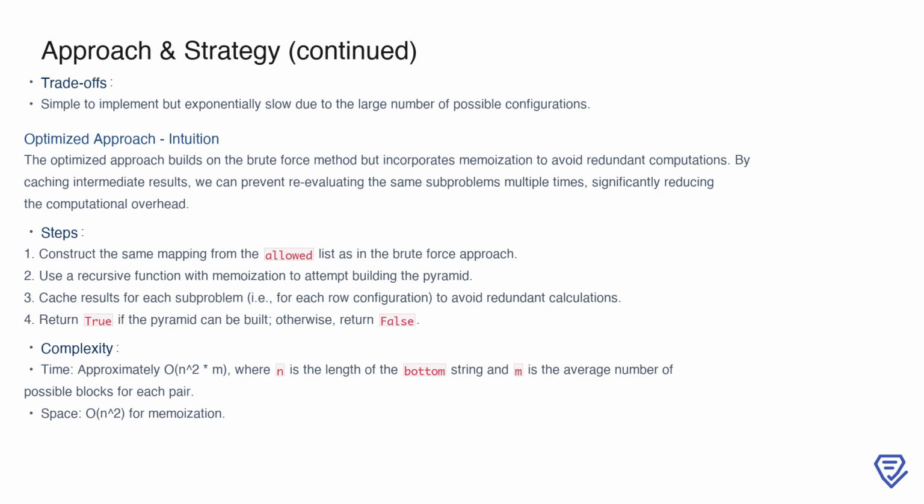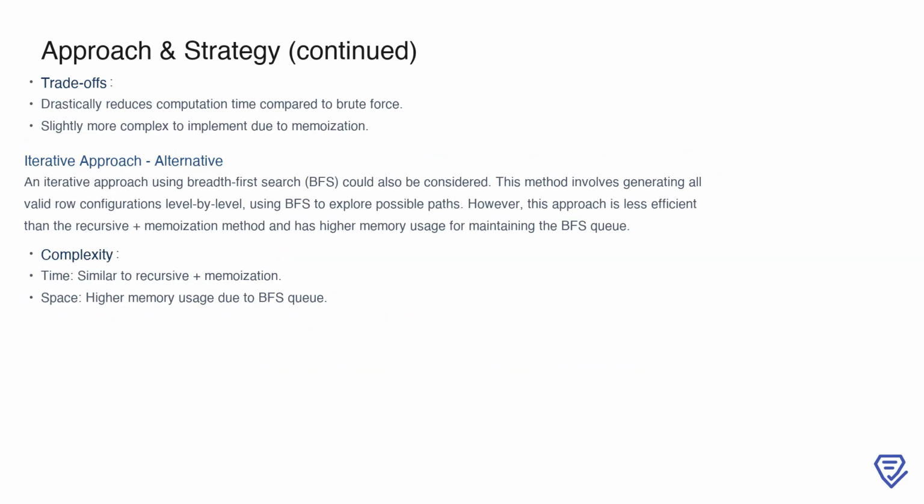The time complexity improves to approximately n squared times m, where n is the length of the bottom row and m is the average number of valid blocks for each pair. The space complexity increases slightly to n squared to store the memoization table. By introducing memoization, we drastically reduce the computation time compared to brute force, but this comes with a slight increase in implementation complexity.